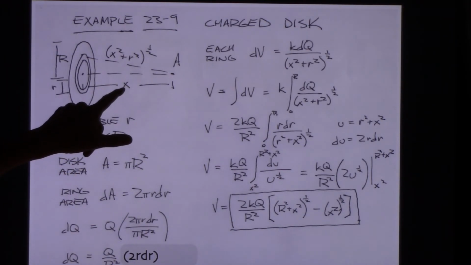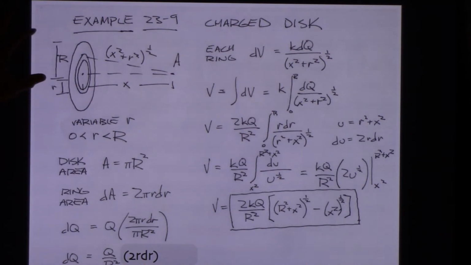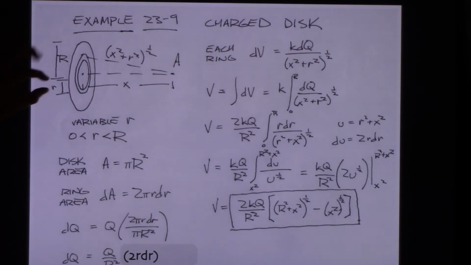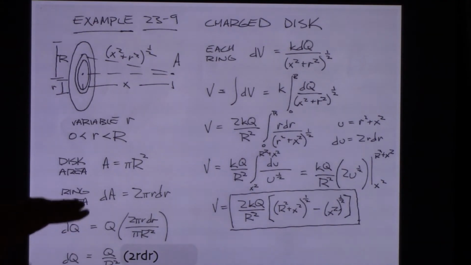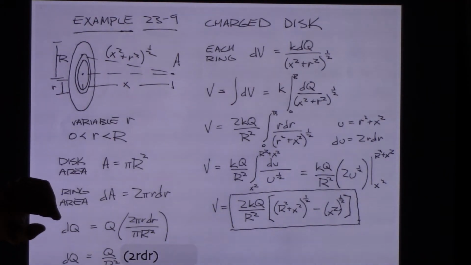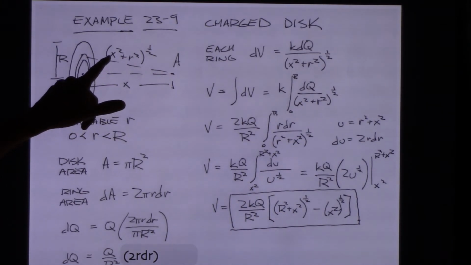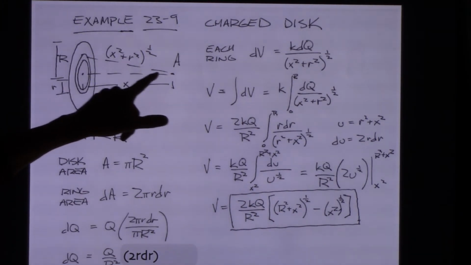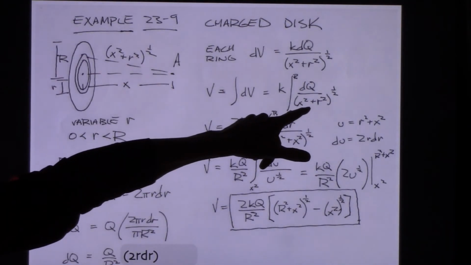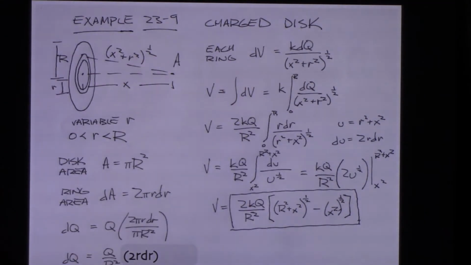I'm going to call this distance x. Big R now is the radius of the entire disk. I have to integrate over little r, so I'm moving little r to here to use this as a variable of integration. So I've redefined a couple of quantities, sorry about that. The distance from the charge out to point A is the square root of x squared plus r squared. That went into my denominator here.